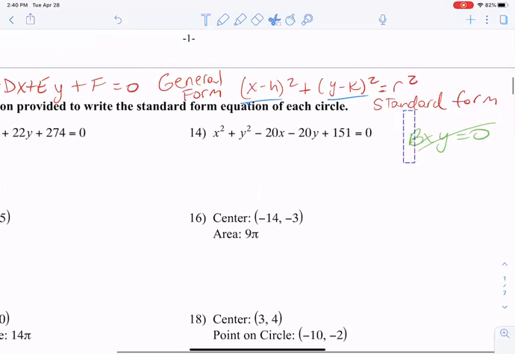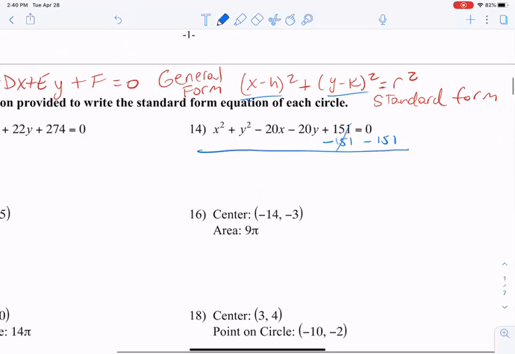So 14, again, it's the same situation. I have to complete the square. So again, I'm going to subtract negative 151 on both sides, so these cancel out. Let's put the x's together. So x squared minus 20x, leave a space because we need to complete the square, plus y squared minus 20y, leave the space, and this is going to be negative 151.